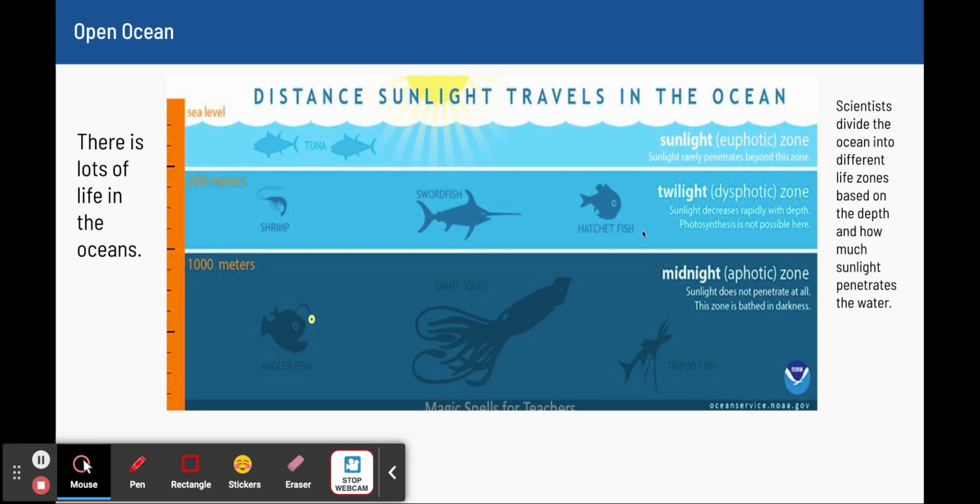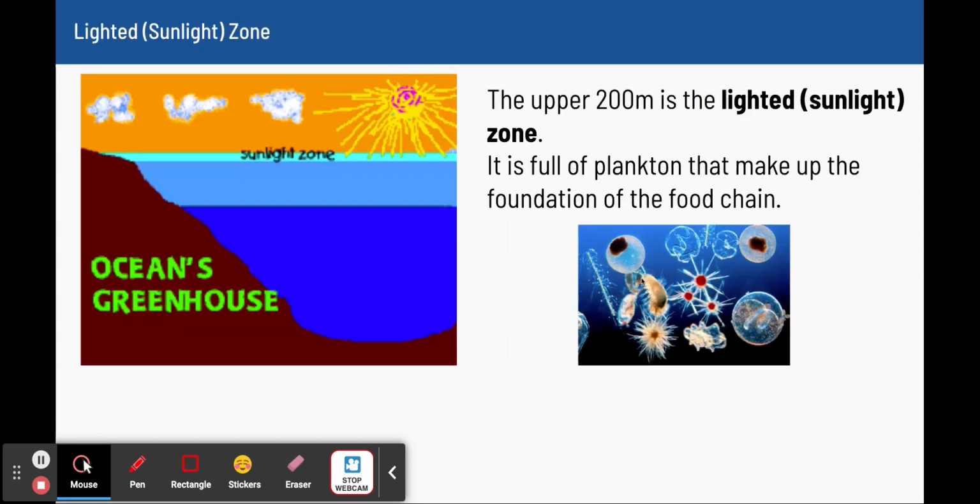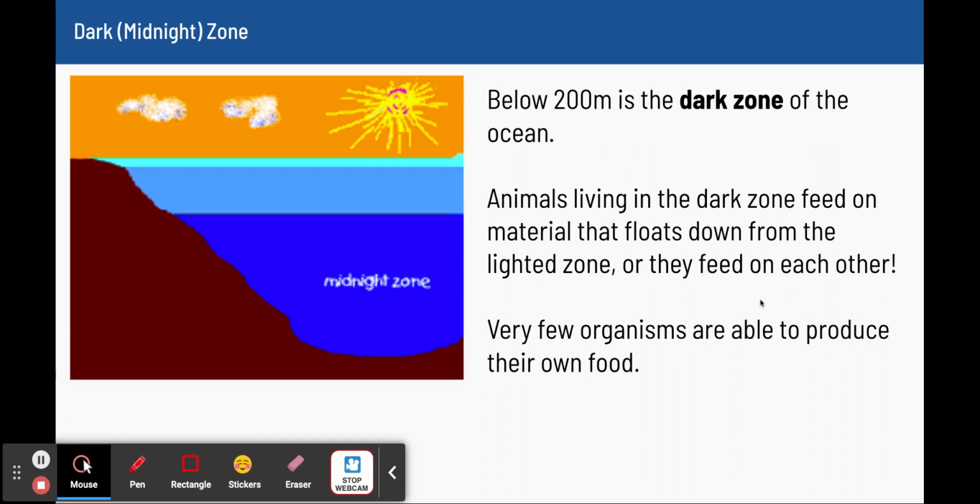As you can see in this image, you have the sunlight zone, the twilight zone, and the midnight zone. Just for added value in terms of adding to your understanding of ecosystems and the different zones and how they impact on those ecosystems. For example, the lighted zone, which is the sunlight zone, is full of plankton that make up the foundation of the food chain for the different ecosystems. Below 200 meters in the dark zone, animals living in the dark zone feed on material that floats down from the lighted zone.